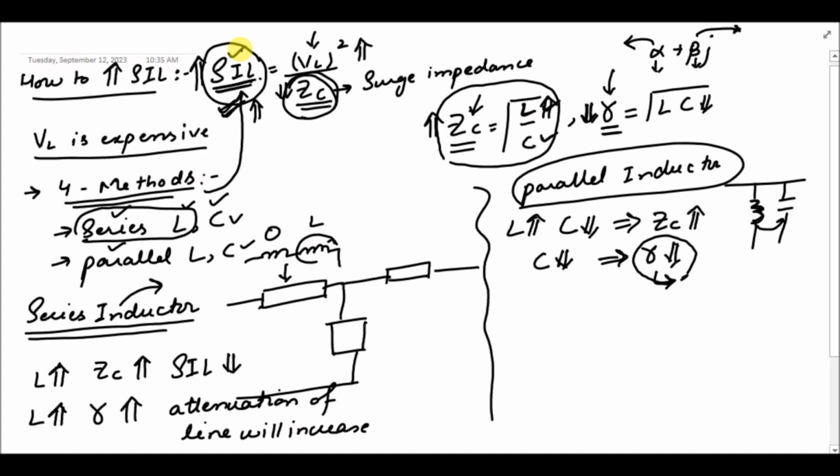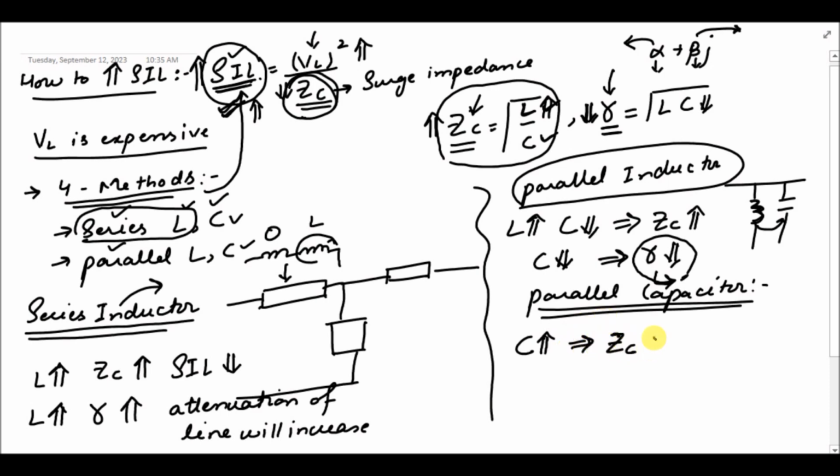Now we will use a parallel capacitor. In case of parallel capacitance, the capacitance will increase, and that will decrease the surge impedance. That will in turn increase the surge impedance loading. If a capacitance is added in the shunt branch, then in the model we already have a capacitance here. So if another capacitance is added in parallel with this capacitance, the overall capacitance will increase. So if capacitance is increased, the surge impedance is decreased. So if surge impedance is decreased, the surge impedance loading will increase.